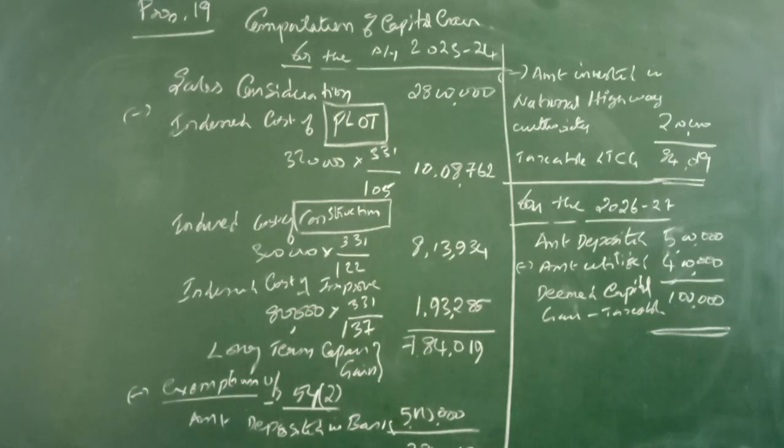Then, after this, the assessee purchased bonds of National Highway Authority of India in March 2023 for 2 lakh rupees, and purchased a shop for 2 lakh rupees. So these two things you should keep in mind. Purchase of bonds: the amount invested in National Highway Authority of India bonds is qualified under 54EC. Then another one is the shop.